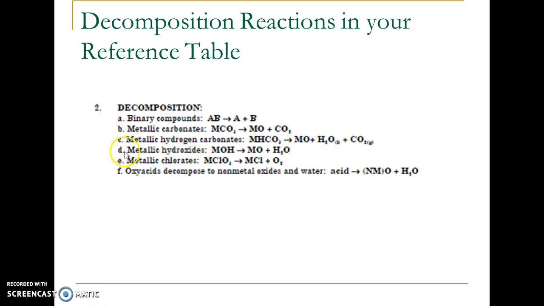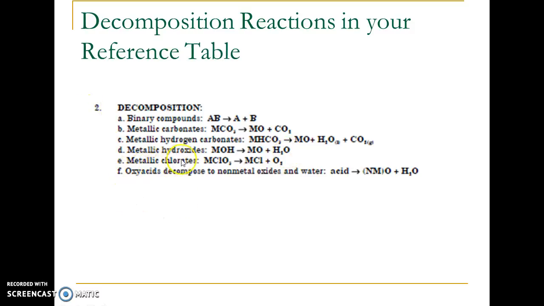2D is a metallic hydroxide. Here's the chemical formula for metallic hydroxide. M being your metal, OH being hydroxide. It's going to decompose into, again, another metal oxide. This metal is the exact same metal from your reactant side. This is an ionic compound, so make sure that you check your charges. You will also produce water. Again, reference table telling you exactly what to write down.